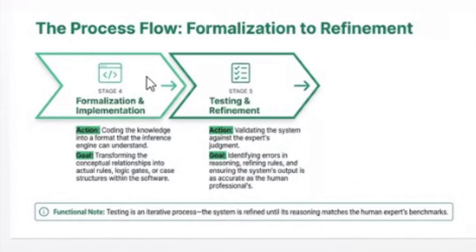The next process is formalization and implementation. The action being done here is coding the knowledge into a format that the interface engine can understand. The goal is transforming the conceptual relationships into actual rules, logic gates, or case structures within the software.